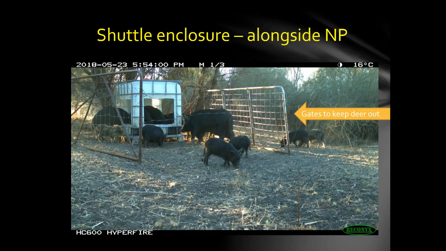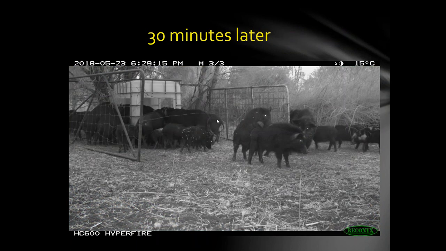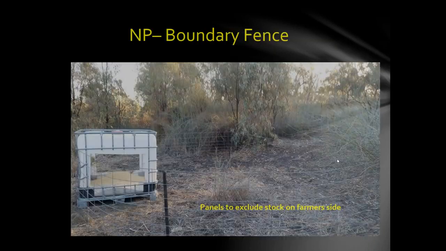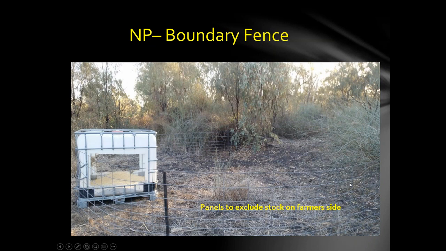This is a slow shuttle enclosure alongside the national park. You can see the time up there is 5:54. At 6:29, 30 minutes later, the pig numbers are nearly tripled. So this is where we've got panels we put around the shuttles. Again, it's a non-approved bait delivery device, so you can only leave 1080 in there for 3 nights. This was alongside a national park. They wouldn't let us bait in the park, so we baited on the boundary. We put the panels around so that the landholder's stock couldn't get to the grain or the 1080, and the pigs came across from the national park, and we actually baited the park's pigs from the adjoining landholder.